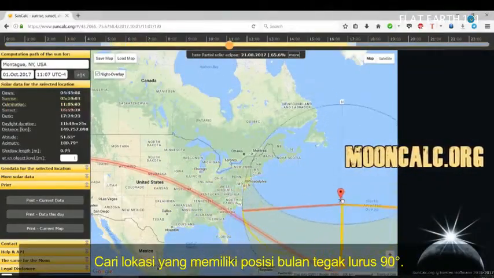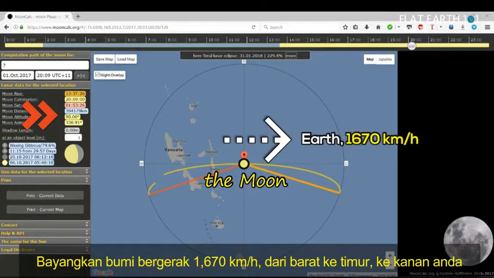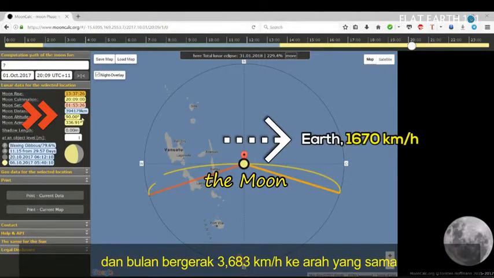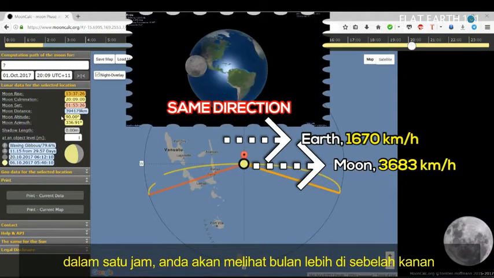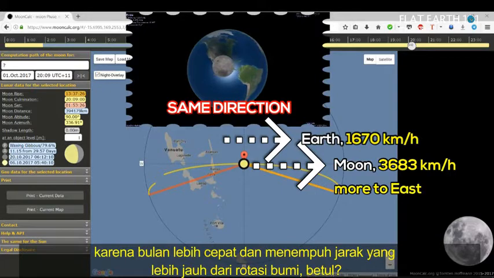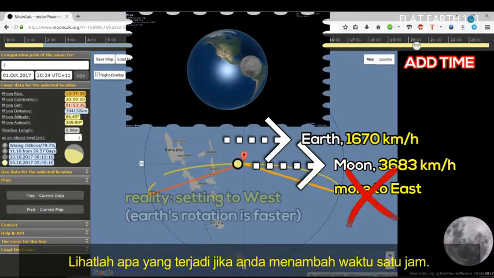Find a place that has 90-degree elevation of the moon. Imagine the Earth is moving 1,670 kilometers per hour west to east to your right, and the moon is moving 3,683 kilometers per hour in the same direction. Within 1 hour, you would see the moon is more to your right because it's faster and travels more distance than the Earth, right? Wrong. See what happens if you add time for 1 hour.